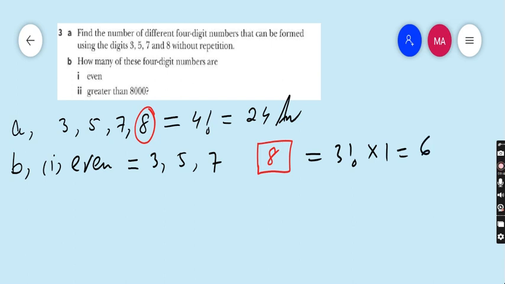3 factorial is 6. So when we fix the number, we will not count that number. So the only answer is 6, or only answer is 3 factorial.